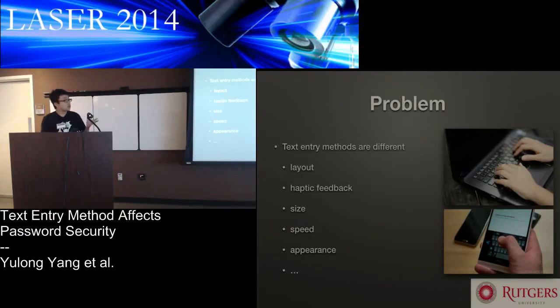Now on the slide, you can see just two examples of many text-centric methods out there. One is the laptop keyboard and one is the touchscreen keyboard on the smartphone. And you can already see that they are different in various ways in terms of, like I listed, layout, haptic feedback, and size, and so on.